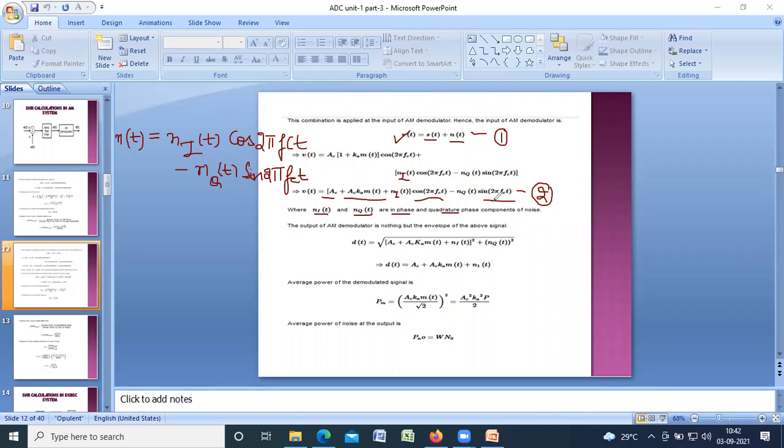Does everyone know? Ma'am, please tell us once more. Suppose we have term A plus j B. How to take the magnitude of this? That is the square root of real square, A square, plus imaginary square.